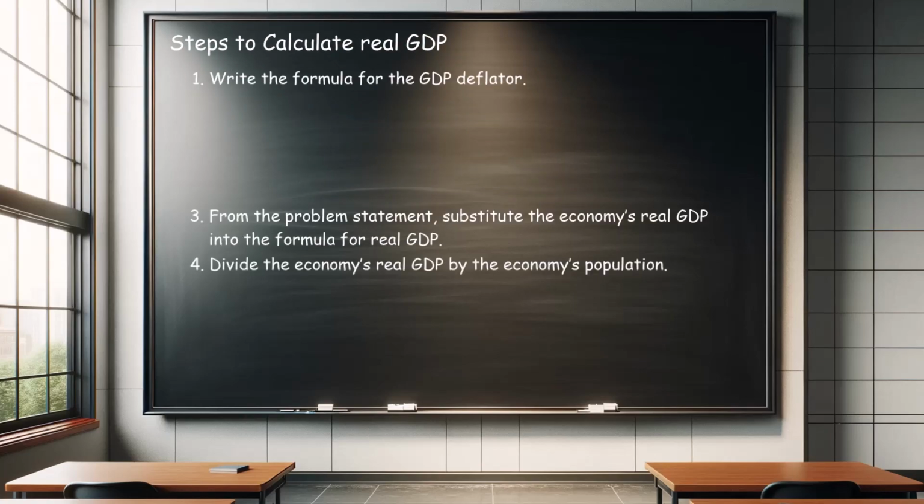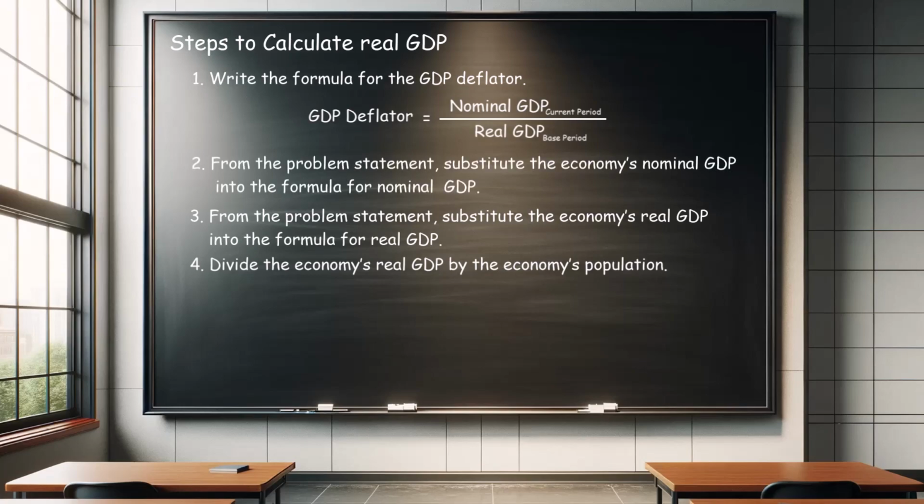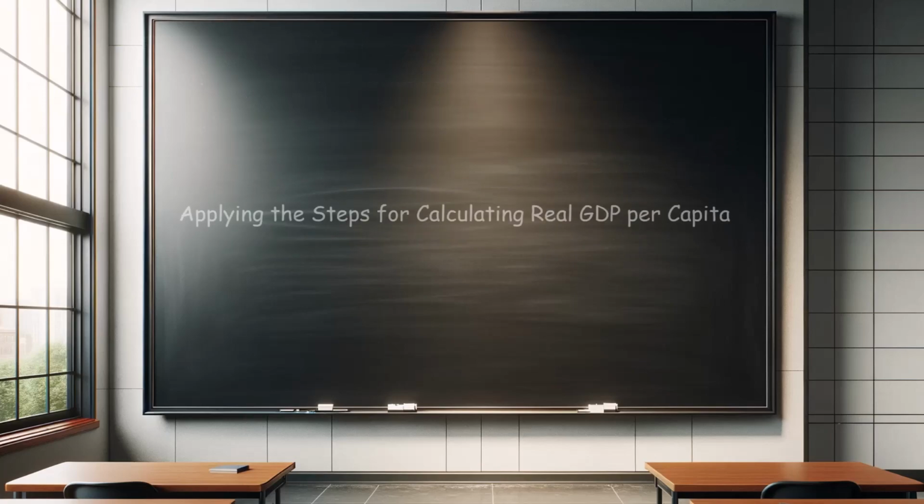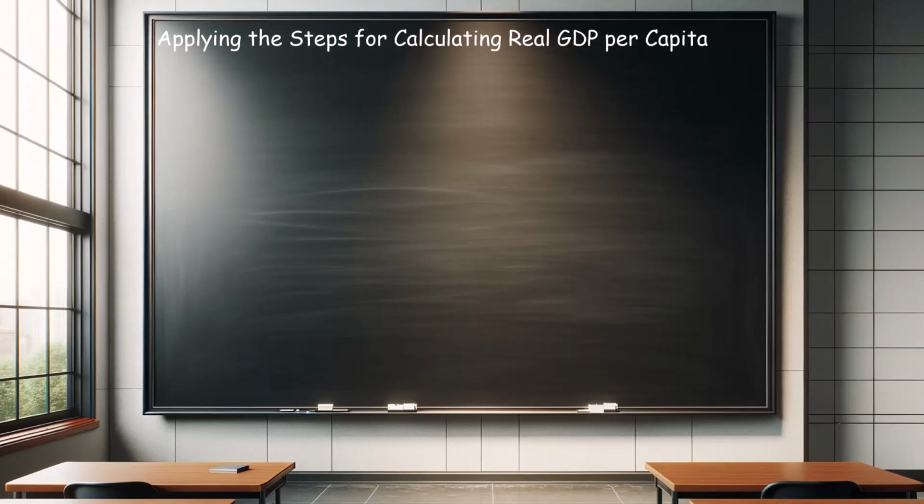1. Write the formula for the GDP deflator. GDP deflator equals the nominal GDP for a given period divided by the real GDP for the base period. 2. From the problem statement, substitute the nominal GDP into the formula. 3. From the problem statement, substitute the real GDP into the formula. 4. Divide the nominal GDP by the real GDP. Now let's work through the problem statement using the steps from the previous section.